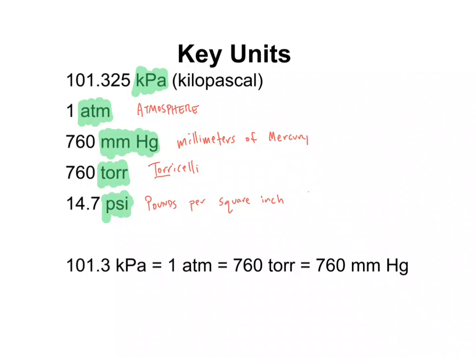Now, what's unique about these is that 101.3 kilopascals is equal to 1 atmosphere, which is equal to 760 torr, which is equal to 760 millimeters of mercury.